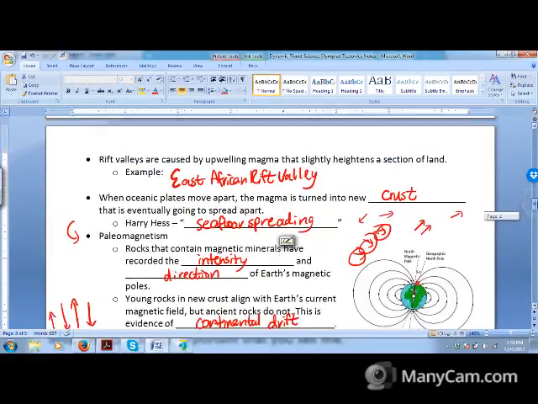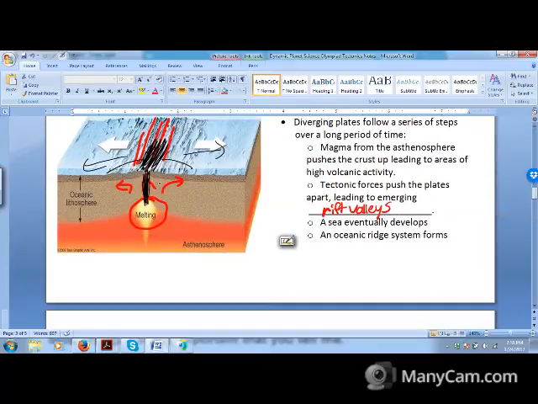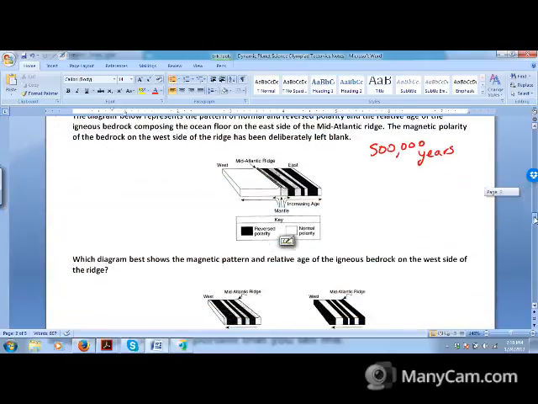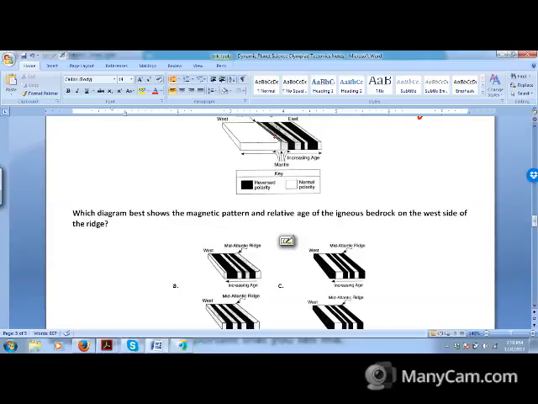Well, let's go back up to this picture right here. Convection currents are going to go in both directions. Okay, so they're going to go right and they're going to go left. So if seafloor spreading is occurring, that is spreading at a symmetrical pattern on both sides of the mid-ocean ridge. Okay, so we are looking for a diagram that is symmetric to this one.